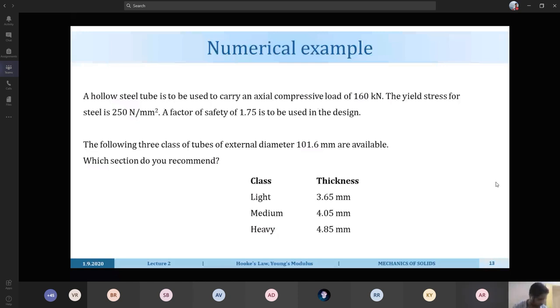Okay, and from that, how do you calculate the thickness? We can subtract that value from the external radius. So how much do you get? 3.64. Okay, so with that information, you can say which class it belongs to. Light class? Yes, exactly. That's the answer.